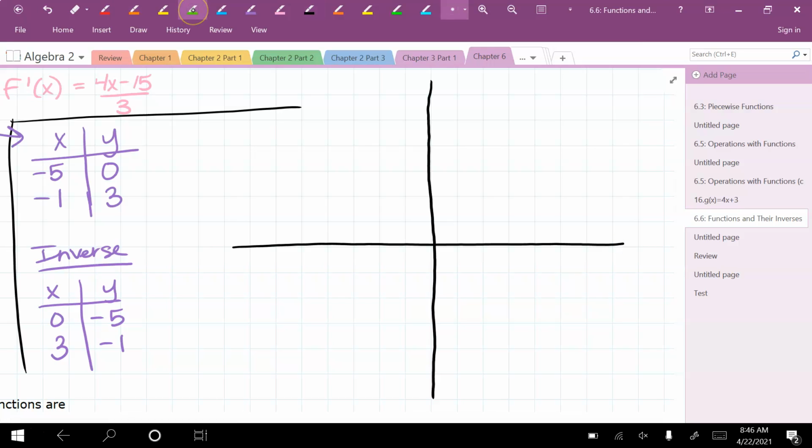So we have -5, 0, which would be right there on the x-axis, and then you have -1, up 3. Okay, so this would be that first function, f of x. For the second one, I start at 0, -5, so that means I go down 5. And then for the second point, I go right 3 and down 1. Okay, and there's my other line.